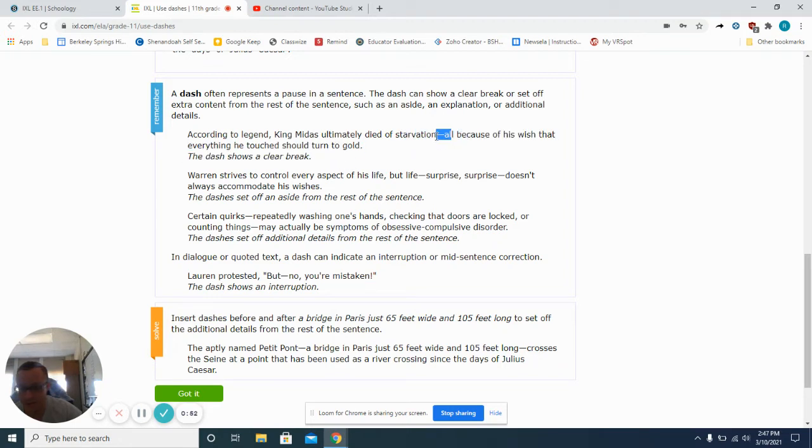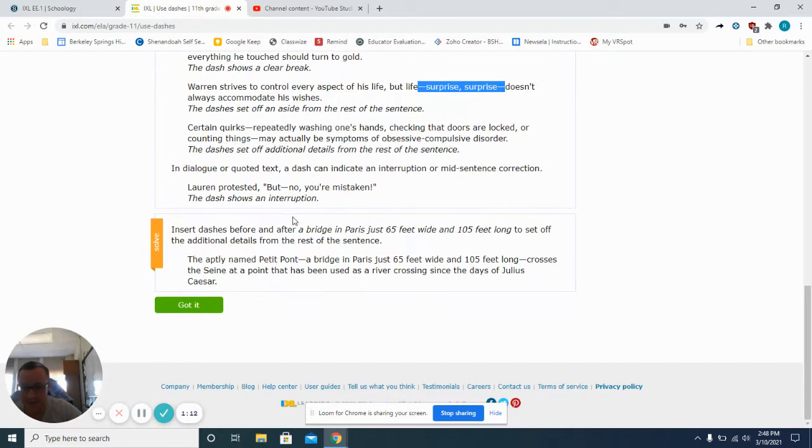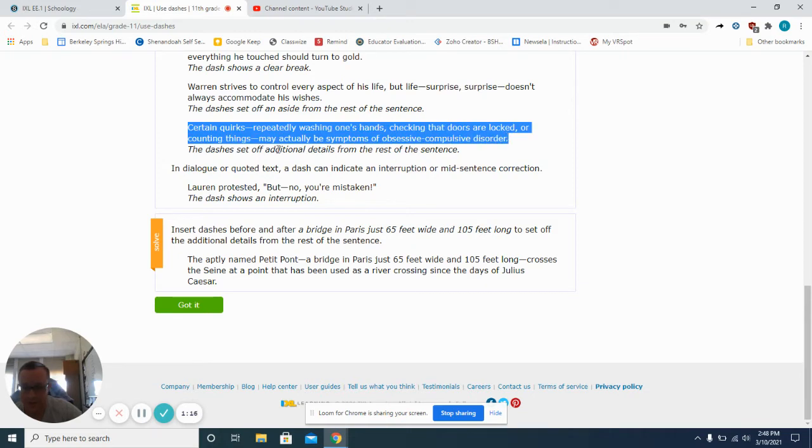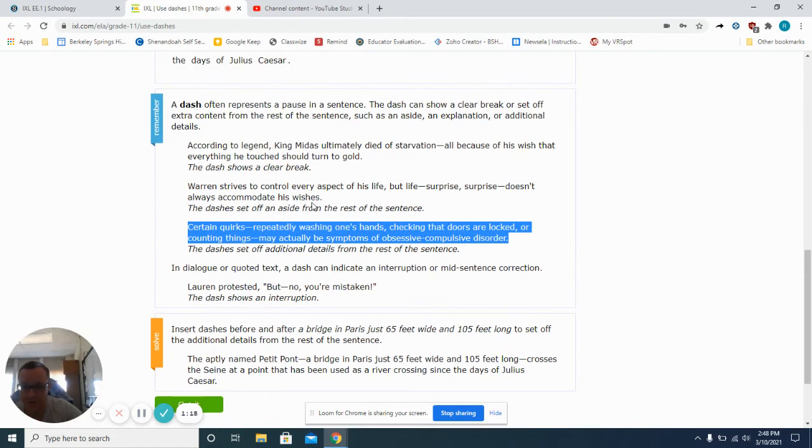And if you look at the construction of it, you feel like there should be a piece of punctuation here, a comma, something. Then Warren strives to control every aspect of his life, but life, surprise, surprise, doesn't always accommodate his wishes. So this is an interrupter here. That happens, so you put a dash on each side of that. And then the same thing here. You're setting off additional details from the rest of the sentence.